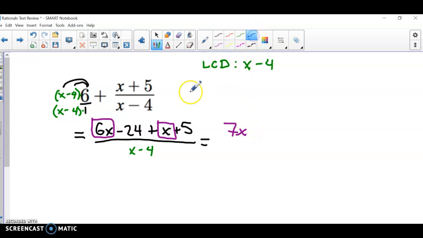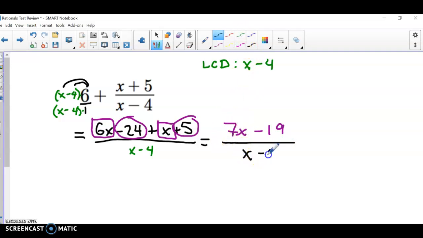Now let's see what else I have for my like terms. I've got this minus 24, and I've got this plus 5. So minus 24 plus a positive 5 is going to give me a minus 19. And that's all. Remember, when we add and subtract our fractions, we keep our denominator there on the bottom. So my denominator is still x minus 4.